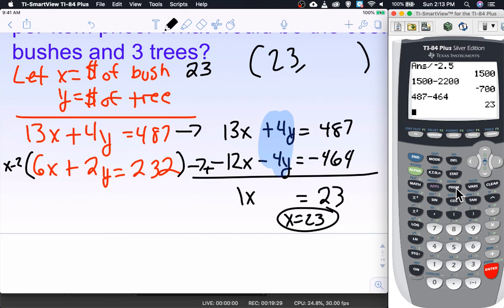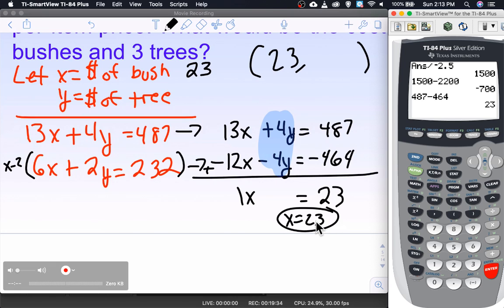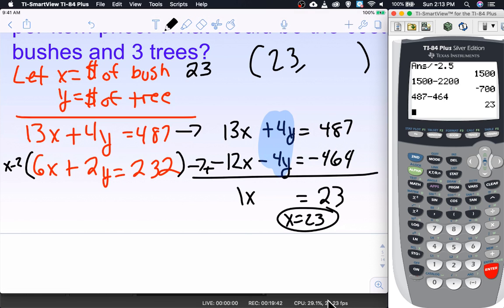My y variable is the cost of a tree. I can now figure that out because I've found x. So I can plug this x into any of my equations with x and y. I'm actually probably going to use this one. It has the smallest numbers. I'll change color here.